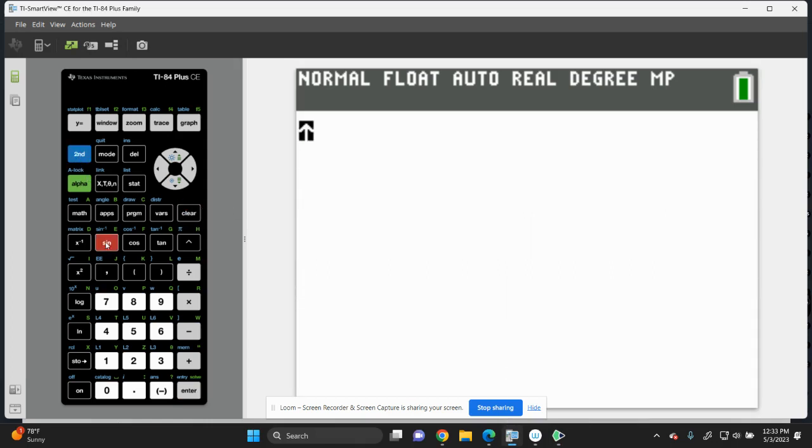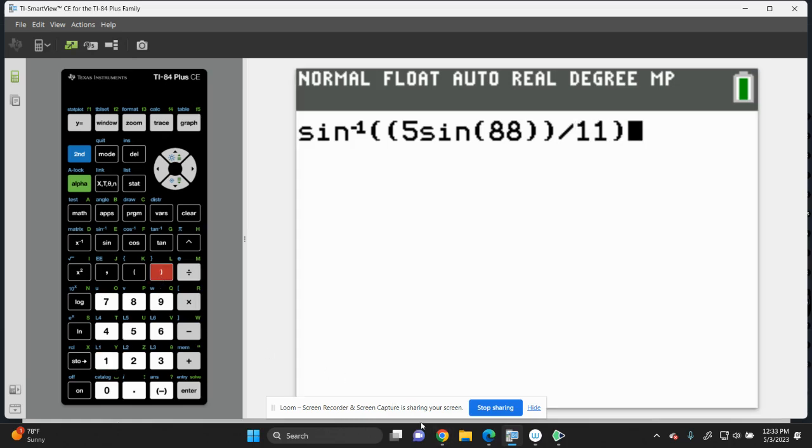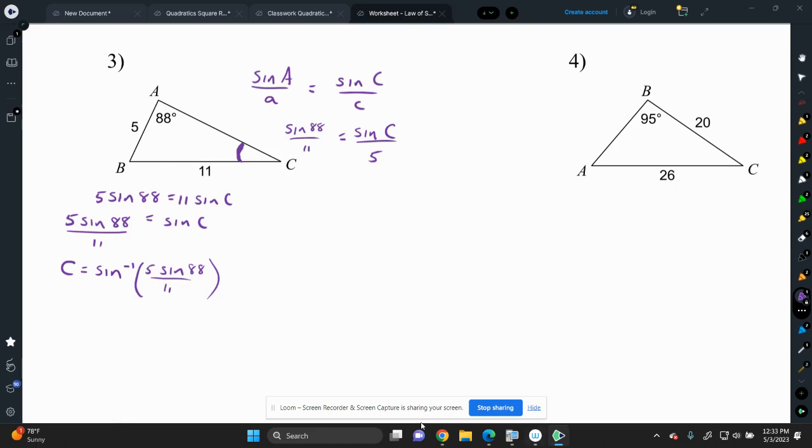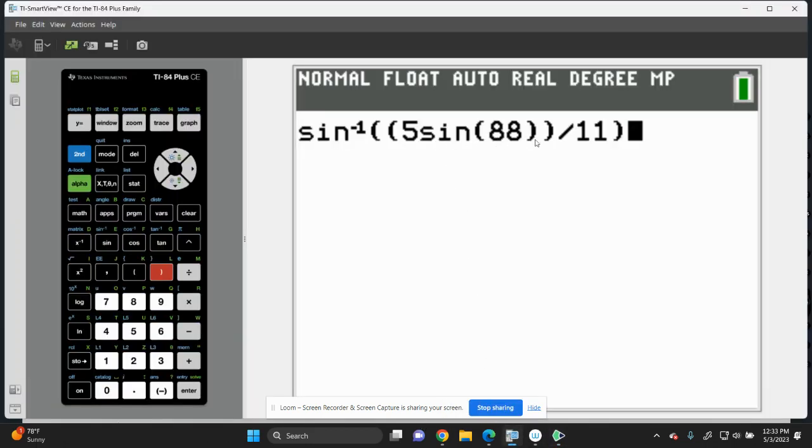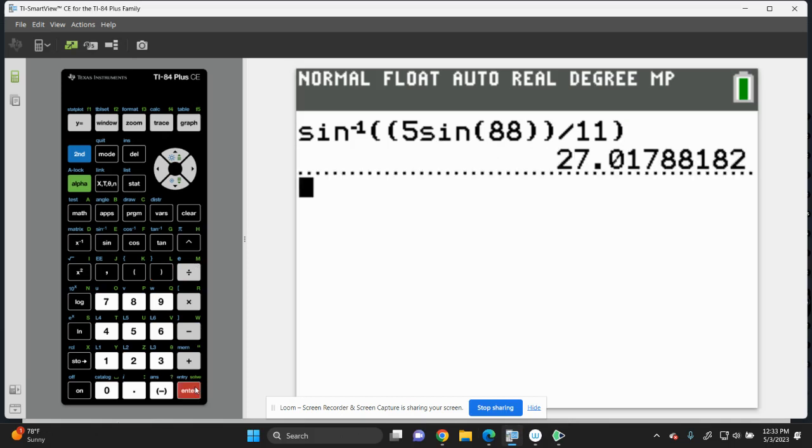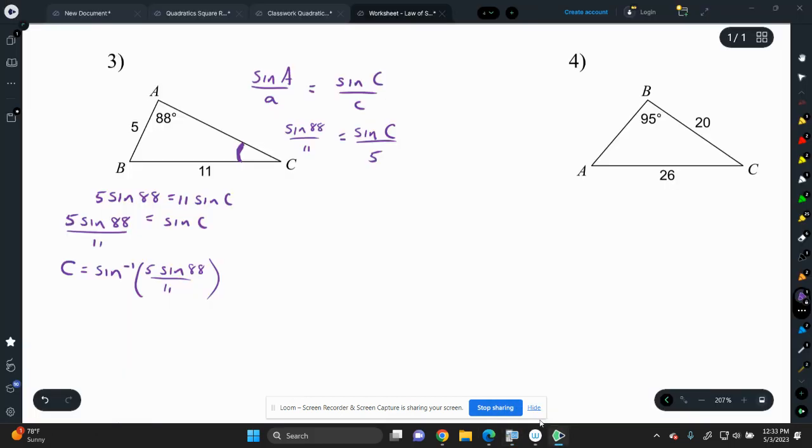So we're looking at the inverse sine of 5 sine 88. Oops, I need some parentheses here. So I'm going to insert a parenthesis, and I'm going to do a parenthesis there. Divide it by 11. Did I get that right? Okay. 5 sine 88 divided by 11. Okay. So we get 27 degrees. So C equals 27.